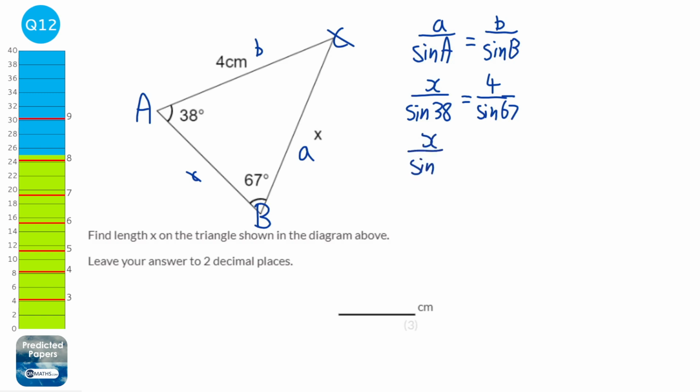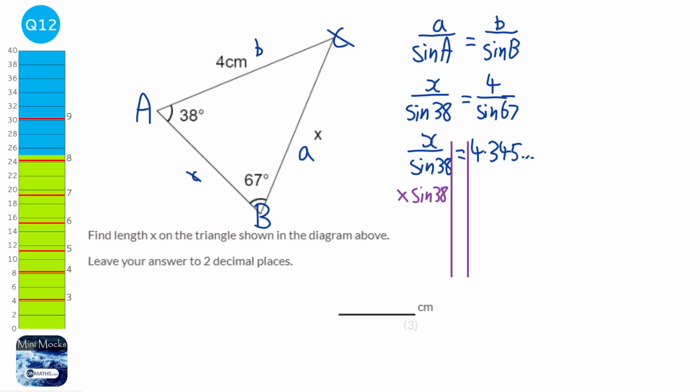Okay, let's work out what 4 over sine 67 is, and that's 4.345, blah blah blah. So we're going to solve this. It's going to be a nice easy solve today, because all we need to do is times both sides by sine 38. And so that will give us 2.675, blah blah blah. And when we round that, we get 2.68.